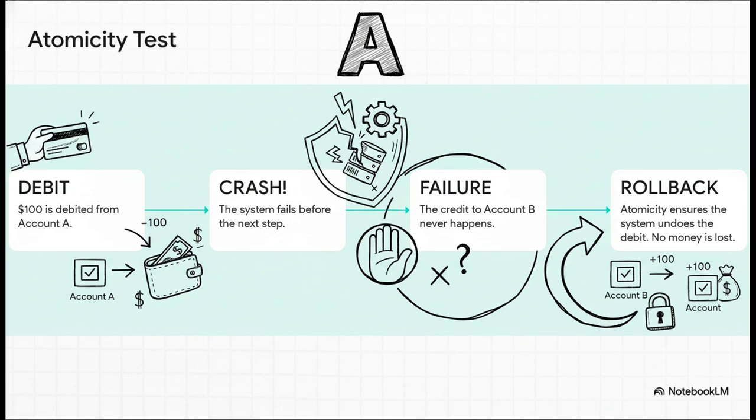But because of these ACID rules, the database is smart. It knows the transaction didn't finish, so it automatically rolls everything back, putting the $100 right back in your account. No money lost. This is what makes all of our digital transactions safe.